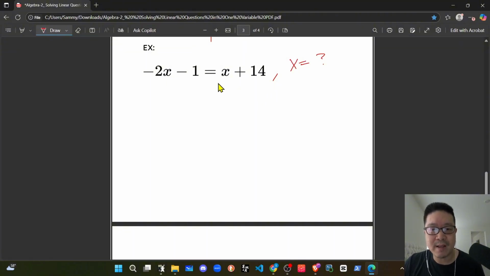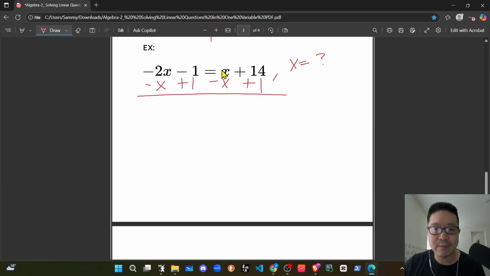So in order to do that, I can do that by subtracting x from both sides. And I can also move the -1 to the right side by adding 1 to both sides, right? All we're doing is inverse operations. Here we have a positive x, so we're subtracting x from both sides. Here we have -1, so the opposite of subtracting 1 is adding 1, so we're adding 1 to both sides. We're going to do this simultaneously.